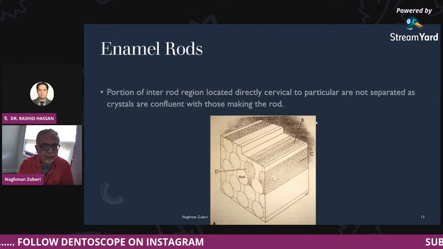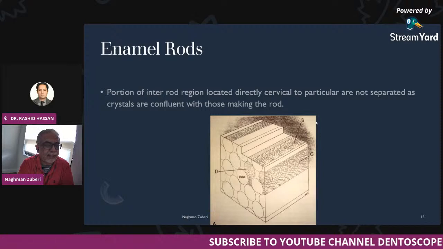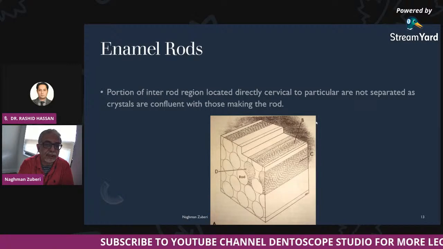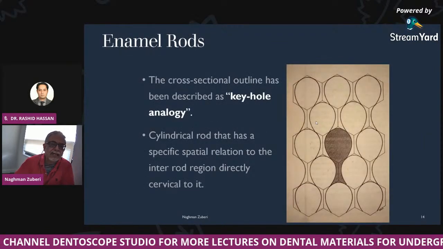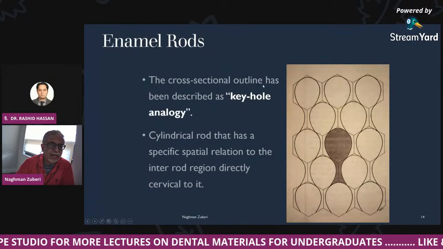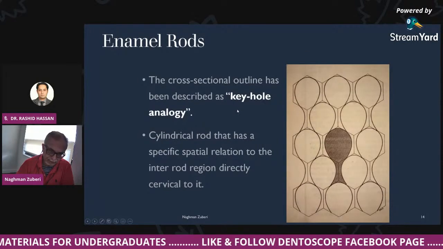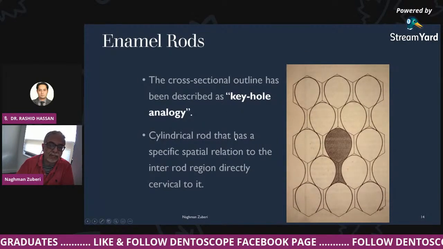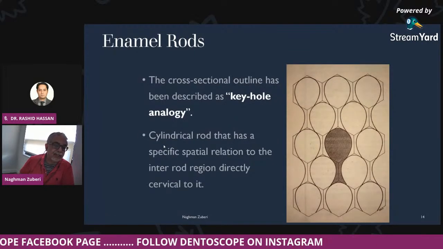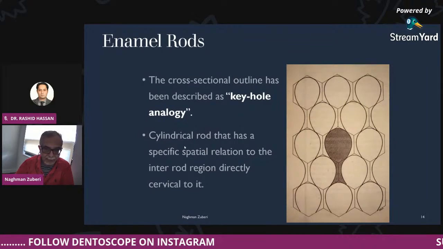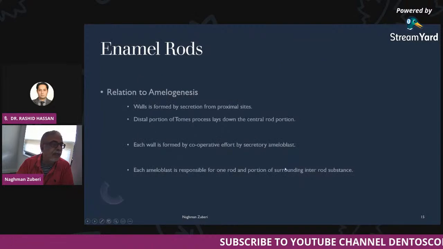Portion of inter-rod region located directly cervical to the particular rod is not separated, as crystals are confluent with those making the rod. As I have already mentioned, the cross-sectional outline has been described as the keyhole analogy. The cylindrical rod has a specific spatial relation to the inter-rod region, which is directly cervical to it.